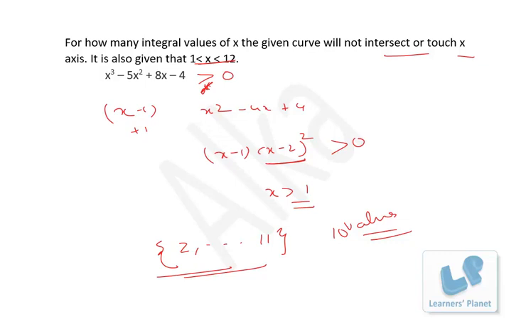So for this particular problem, since x is lying between 1 and 12, x cannot take either of them as values, 1 or 12, and x has to be greater than 1. So x can take from 2 to 11. There are 10 values, right?